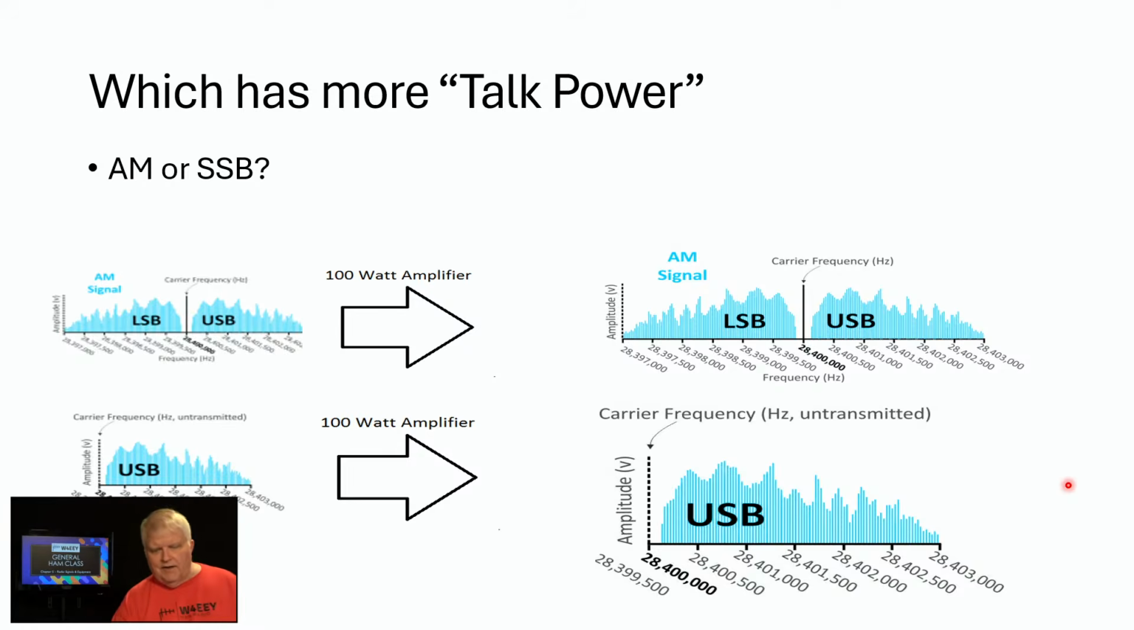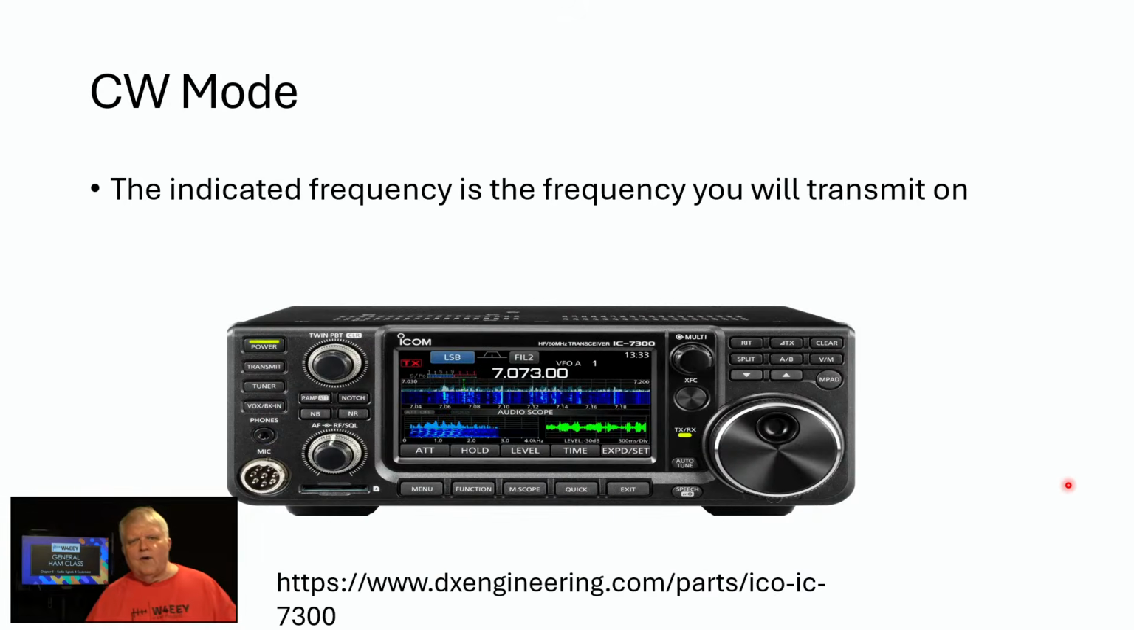All right, to complete our tour here, let's talk about Morse code, or CW, continuous wave. I don't know if you have any plans to learn Morse code or to operate in Morse code, but again, the indicated frequency here on your radio is the frequency at which you will transmit. We're not going to get into side tone, there's an audio offset, but that's the frequency that you'll transmit.